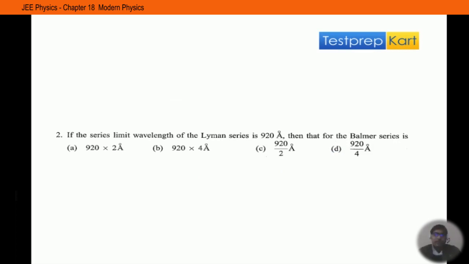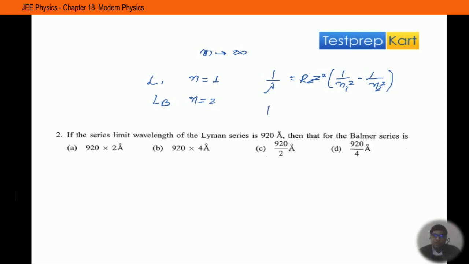Next question is, if the series limit wavelength of Lyman series is 920 angstrom, then that for the Balmer series? So whenever we talk about the limit wavelength, it means transition takes place from n equals infinity. Okay. For Lyman series, the lower orbital level n is equal to 1, and for Balmer series, n is equal to 2. And the expression for wavelength is 1 over lambda equals R Z square times 1 over n1 square, where the electron is finally landing, minus 1 over n2 square, from where it is starting. So for limit wavelength n2 is equal to infinity.